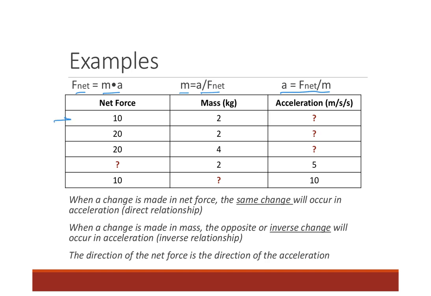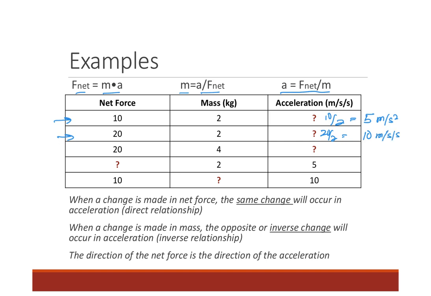So let's look at this first row. We have an object that is experiencing a net force of 10, and this object has a mass of 2. And so our equation tells us that we take our net force, which is 10, divided by the mass, which is 2, which gives us an acceleration of 5 meters per second squared, or per second per second. On the second problem, we have a net force of 20, but again, a mass of 2. And so this would be 20 divided by 2, or an acceleration of 10 meters per second squared.